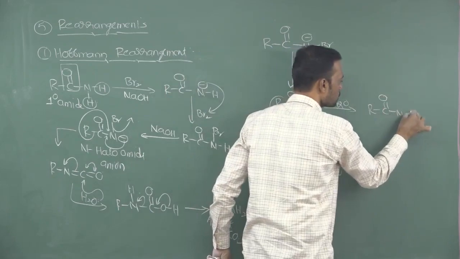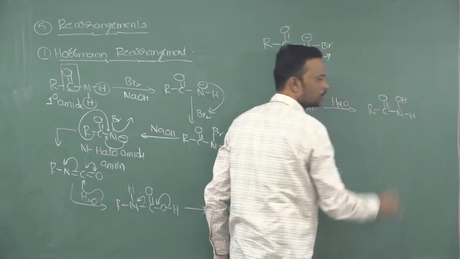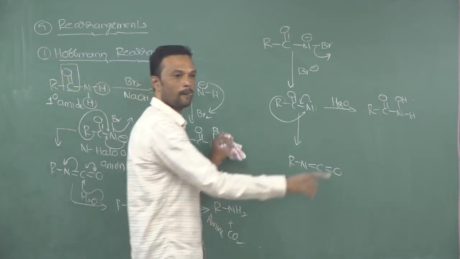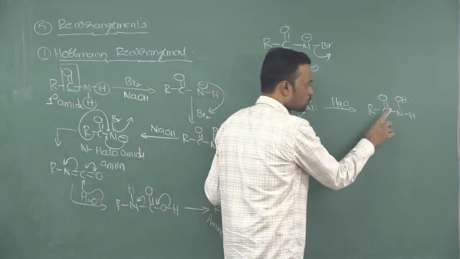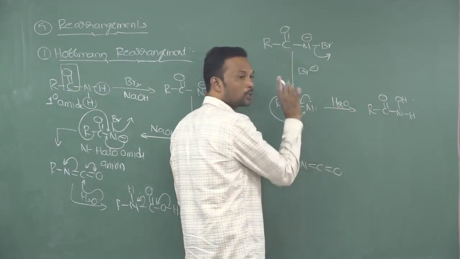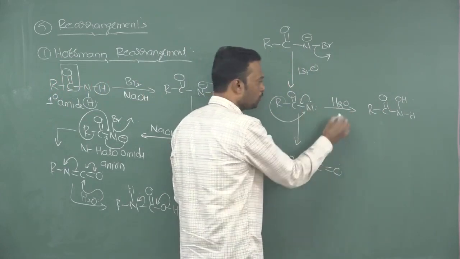You may expect nitrogen with hydrogen and one more hydroxy. Okay, N-hydroxyamide, hydroxamic acid. This is called hydroxamic acid. So there is a formation of hydroxamic acid. But if you add a water molecule, this is unable to trap. It is impossible to trap. We are not getting this one.